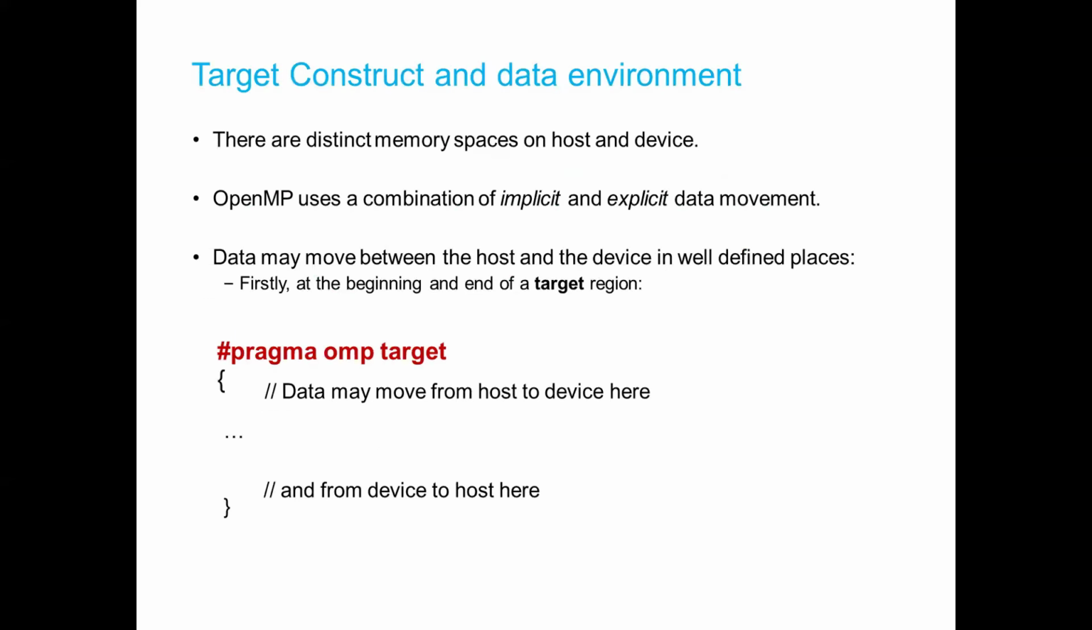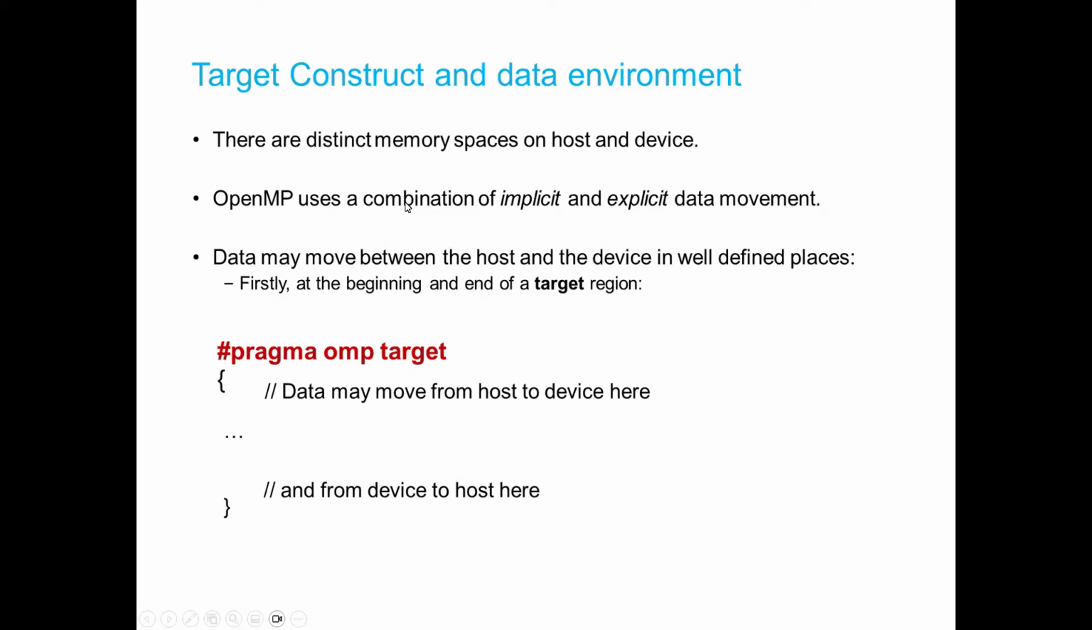So the first thing is to say the syntax for the target construct is quite simple. The target has a directive, which is OMP target. And associated with it is what's going to happen by default. In terms of memory access, the host is the CPU and the device is the GPU, and they have their own distinct memory spaces. So how to set up the data environment and how to copy data to and from is OpenMP's responsibility.